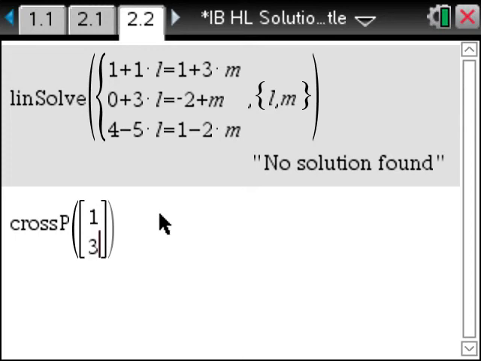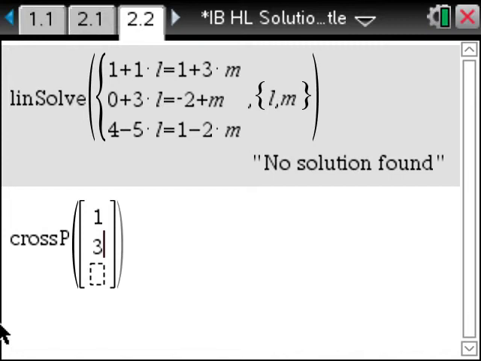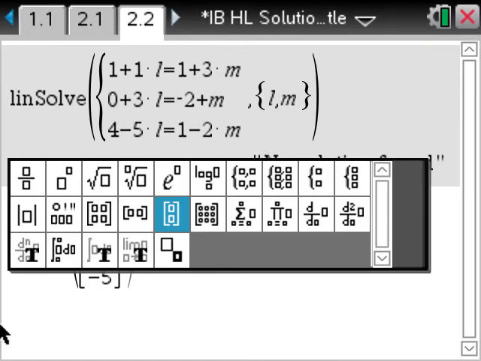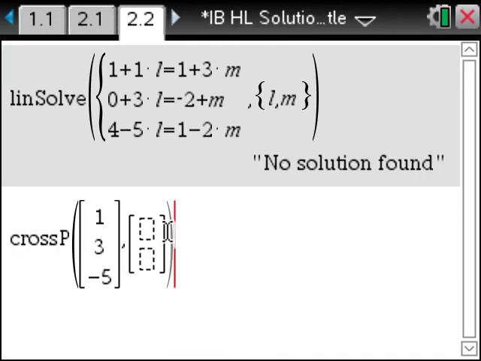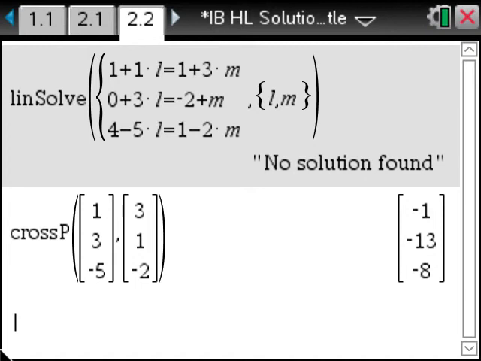And the first one is going to be a direction vector of line L1, so it's going to be 1, 3. And to get a third row, if I press the carriage return button, which is bottom right hand corner of the keypad, just to the right of the letter U, and I'll type in -5 there. I'll put a comma, pull up another vector, paste it in, and the direction vector here is going to be 3, 1, and again carriage return -2. When I do the cross product, that's my direction vector, -1, -13, -8, and that can lead me on to working out the equation of the plane.